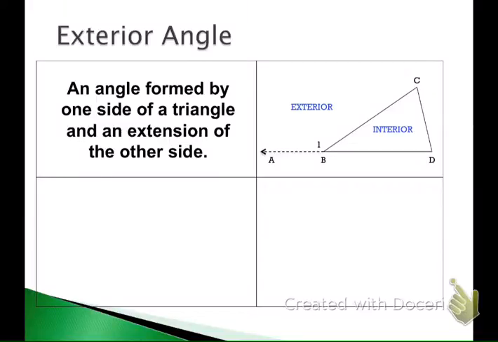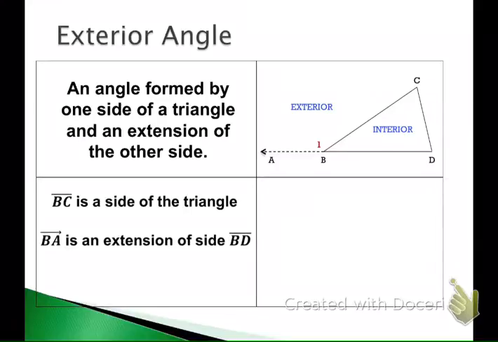If you need to, circle or draw an arrow to angle 1, showing that it is the exterior angle of the triangle. BC is a side of the triangle, and ray BA is an extension of the other side, which was BD. That creates exterior angle, angle 1. Write that down, add that into your notes.